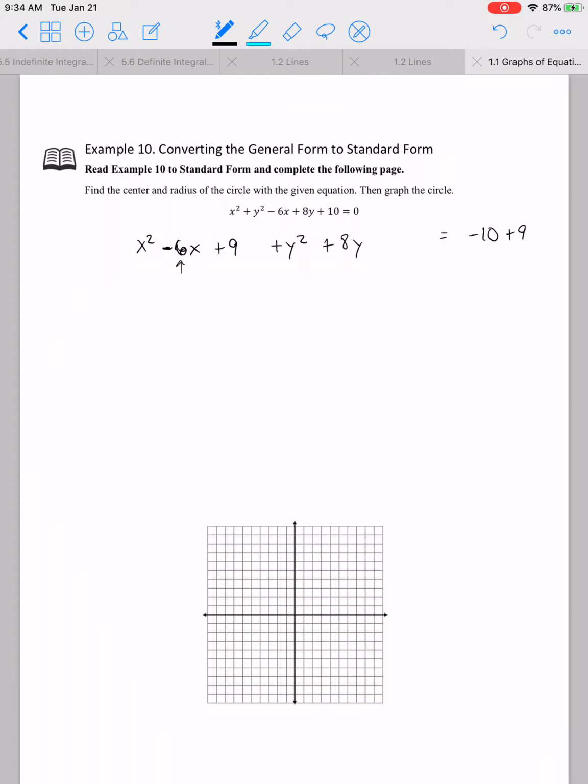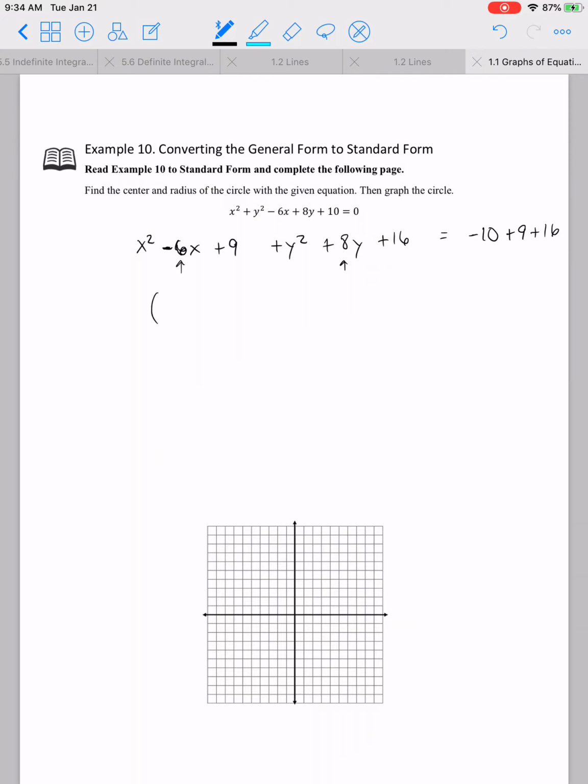So I added a 9 to one side, and I'm going to add a 9 to the other side so they stay the same. And then over here, I'm going to take this 8, divide by 2, get 4, take that 4 and square it, and get a plus 16. Since I added a 16 here, I have to add a 16 over here. And so now, if I look at these, they are perfect squares.